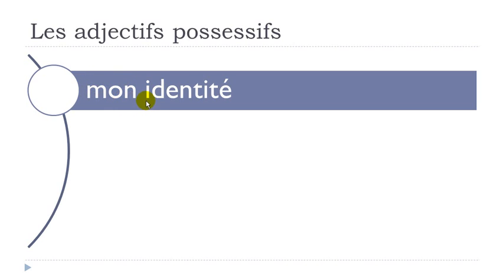So remember, with feminine words that start with a vowel, like "i" here, identité, you will have to use les adjectifs possessifs masculins, so the masculine form. So it goes like "mon identité", so my identity, mon identité.